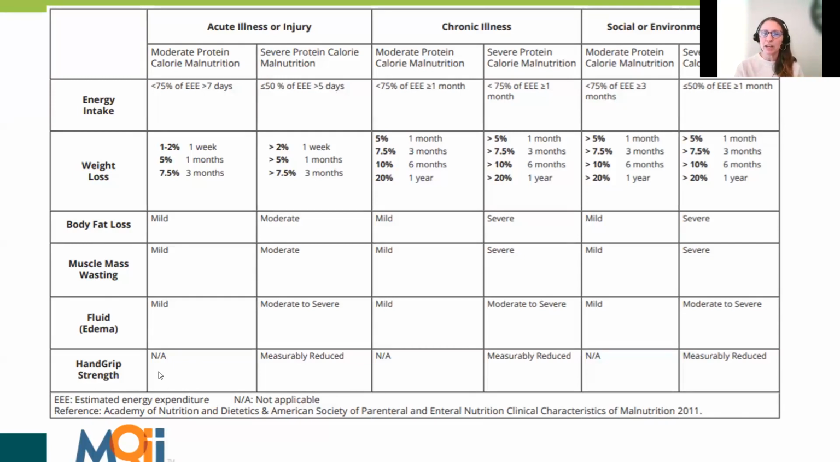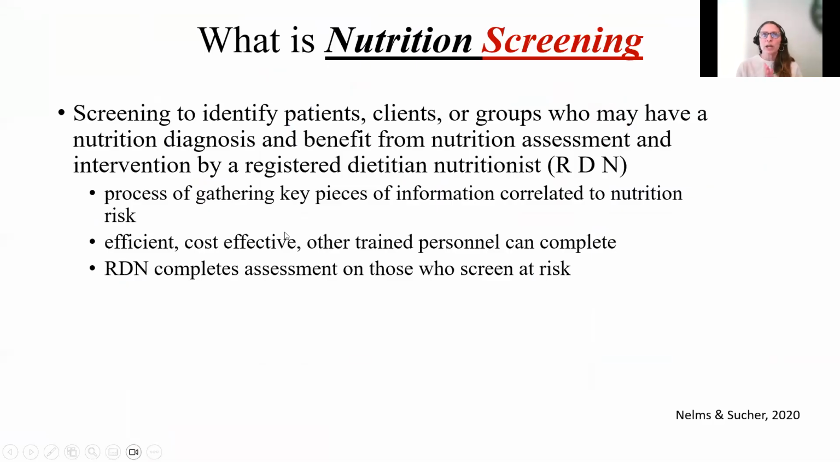And we'll talk about body fat loss and muscle mass wasting in future slides. So what do we do with this? For people who appear to be like they might need a nutrition assessment or some further intervention by a nutrition professional, we can screen to identify patients, again, clients or groups. It doesn't have to be patients, to see if they could use some further assistance with this.